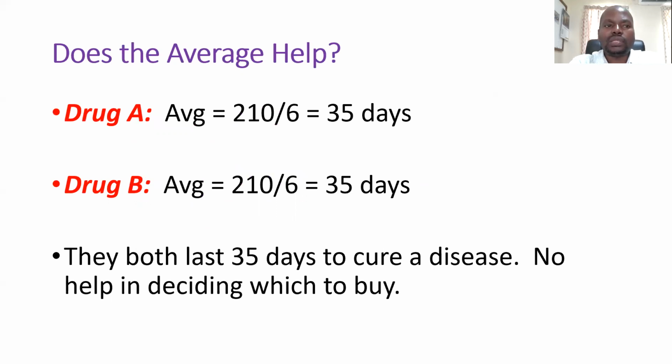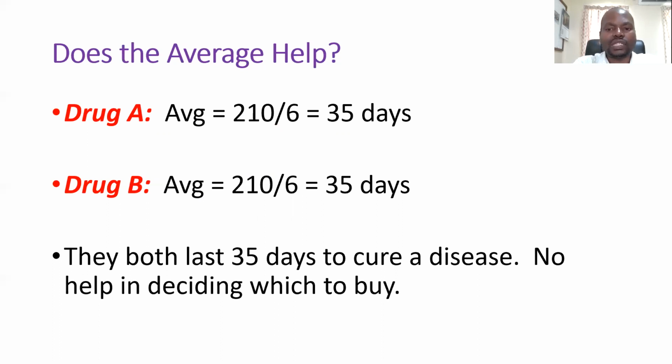But we can use the average. Does it help if we do that? For drug A, the average is equal to 210 days divided by 6 patients. So for each patient, it took on average 35 days to be cured. Now for drug B, it's the same story. You see that 210 divided by 6 is the same 35 days that it can take on average to cure a patient. So they both last 35 days to cure a disease.